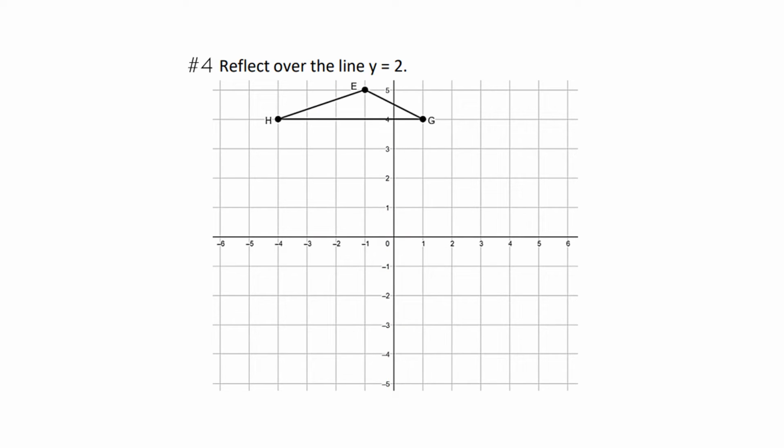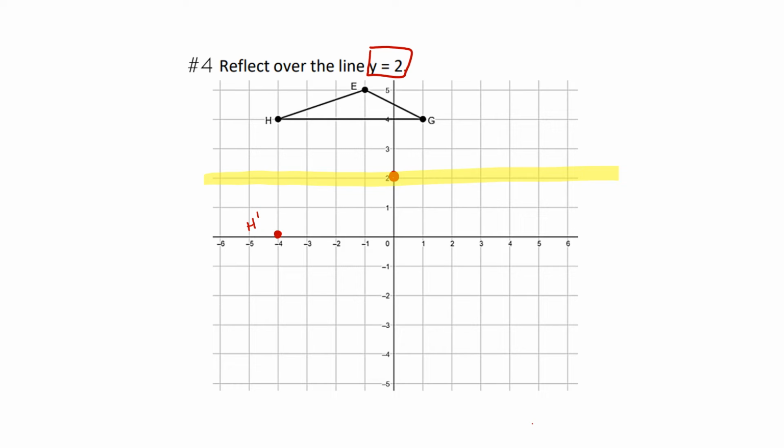We're going to jump to number 4. We're going to reflect over the line y equals 2. So this is not an x-axis or a y-axis. We want to identify the number 2 on the y-axis, and that is going to be our line of reflection. So only touching that value positive 2 on the y-axis. So if I look at point H, it is 2 squares away from that line. So my new H point, H prime, would go 2 squares across that line.